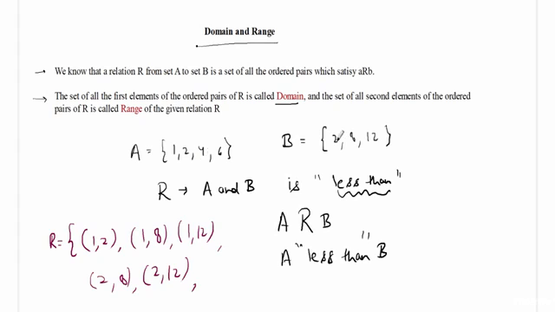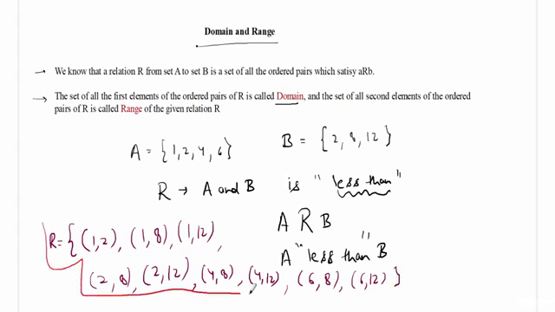Next, 4 is greater than 2, so this will not come, but 4 is less than 8, so (4, 8) is possible. Similarly (4, 12) is possible. With 6, again (6, 8) and (6, 12) will be possible, because 6 is less than 8 as well as less than 12. So (6, 8) and (6, 12). Basically this is the relation R between A and B, where R is the less than relationship between A and B.